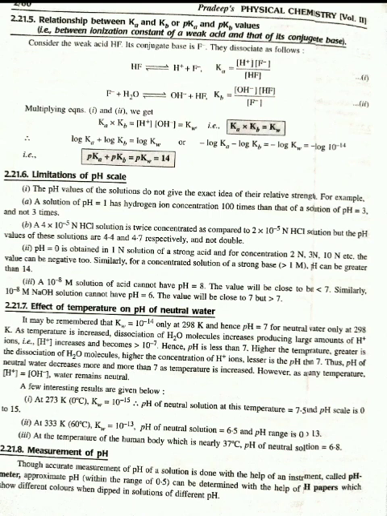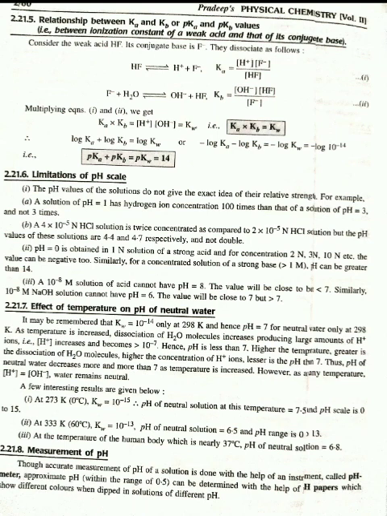Second, pH = 0 is obtained in a 1N solution of a strong acid, and for concentrations 2N, 3N, 10N, etc., the value can be negative. Similarly, for a concentrated solution of a strong base greater than 1 M, pH can be greater than 14. Third, a 10^-8 M solution of acid cannot have pH = 8. The value will be close to, but less than, 7. Similarly, a 10^-8 M NaOH solution cannot have pH = 6. The value will be closer to 7 but greater than 7.